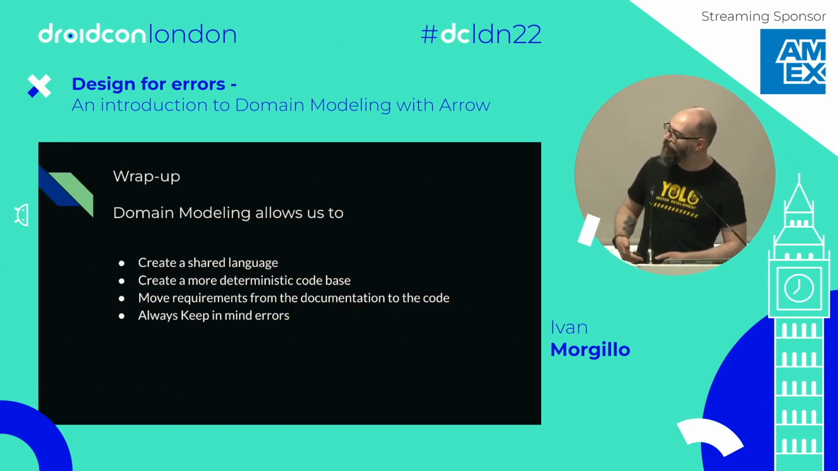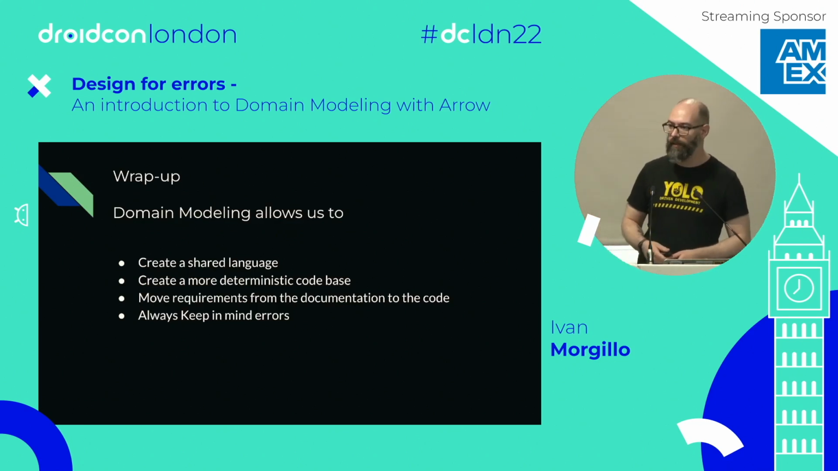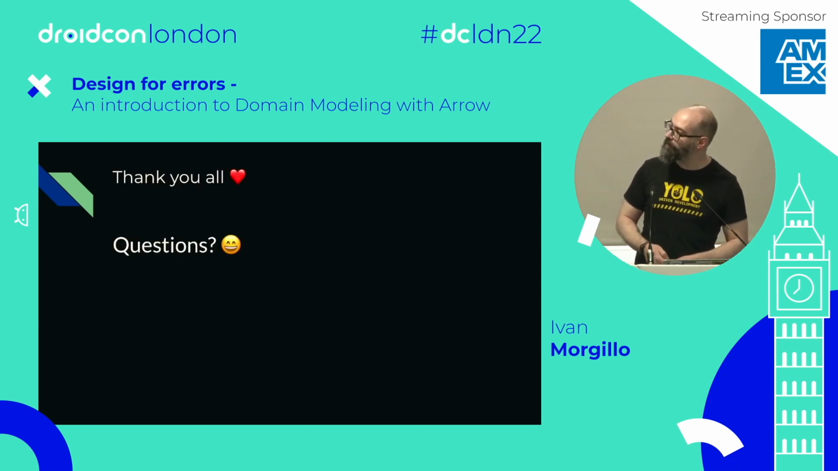So domain modeling is actually a nice way to do team building. Share the language with other teams and let the compiler help you, and it forces you to think about errors because now they are very, very visible. That's it. Thank you.